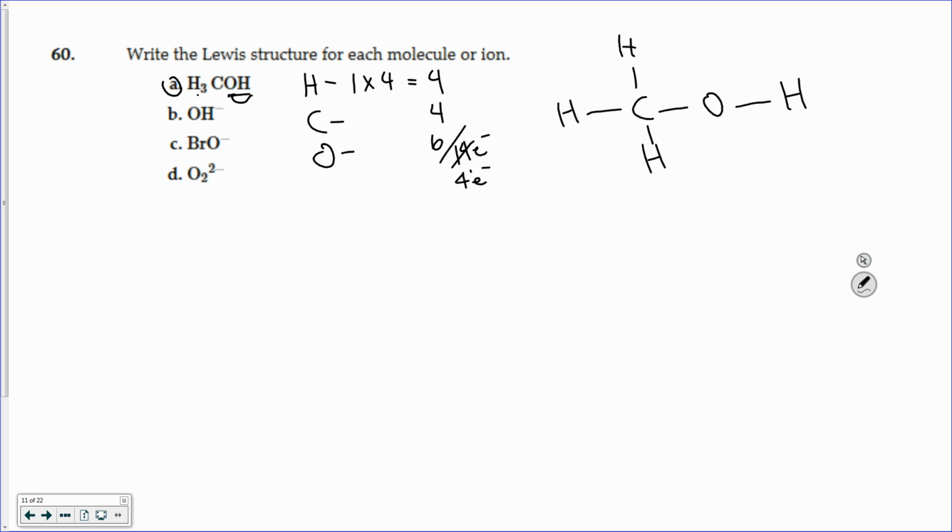So I need to look at the oxygen. So I put those last 4 electrons around the oxygen. Now it has its two single bonds and 2 lone pairs, what oxygen wants. That's its bonding pattern. That's a stable Lewis structure. All the electrons are used up.